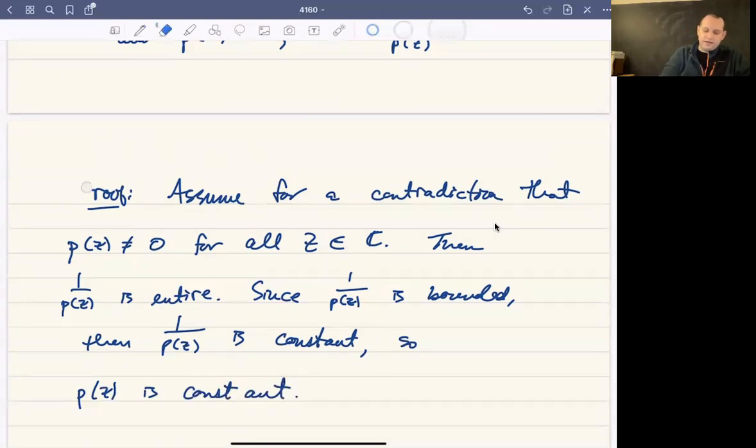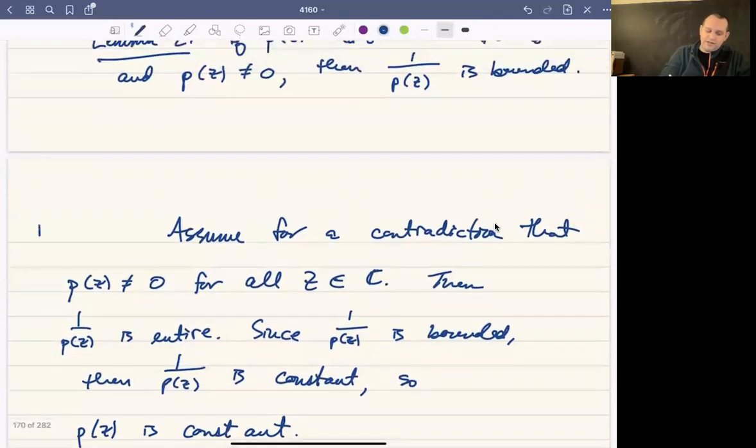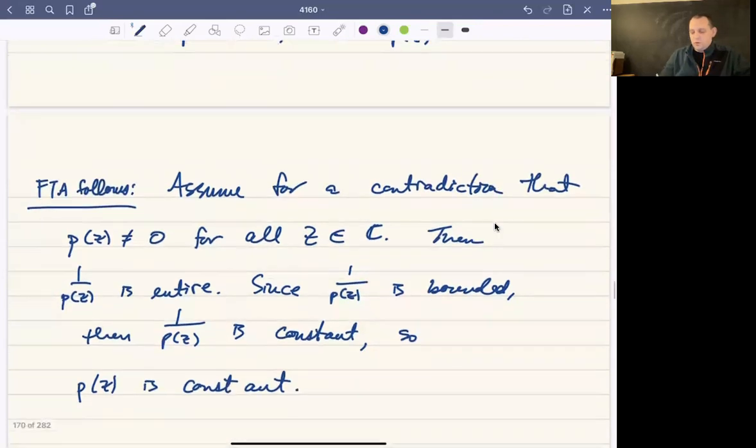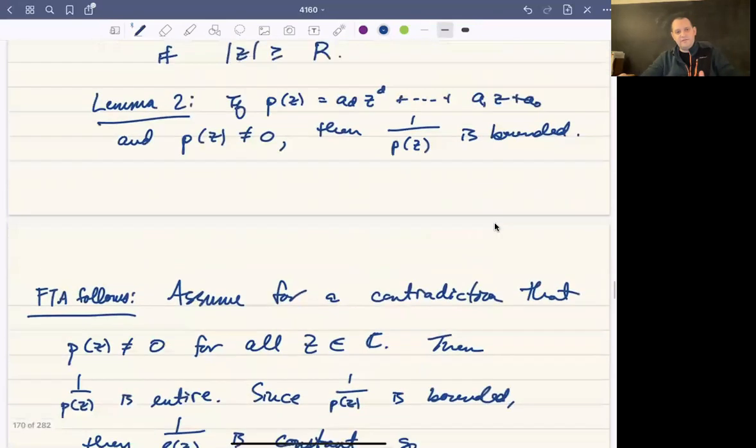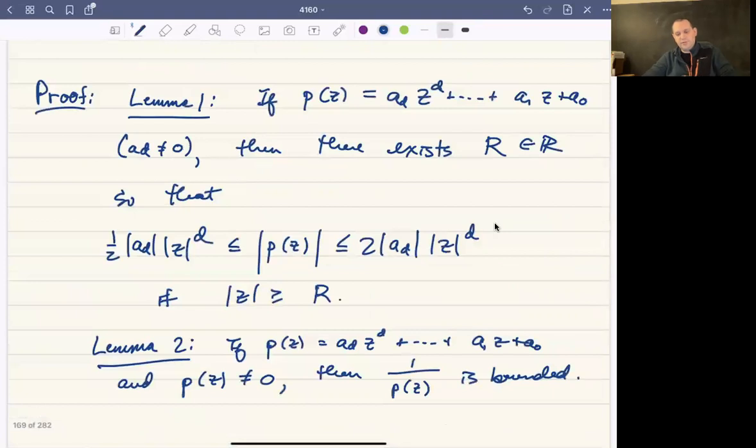Okay, and again, this just slightly bothers me. I've already written the proof, but I wanted to see how the fundamental theorem of algebra follows from the previous two lemmas. So what we need to do is go back and fill in the proofs of the two lemmas. This is what remains, and once we have these proofs, then we're done.